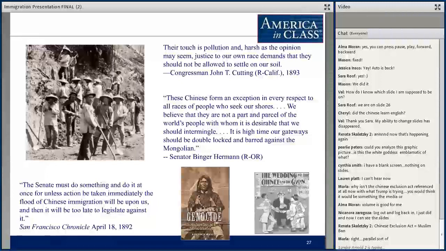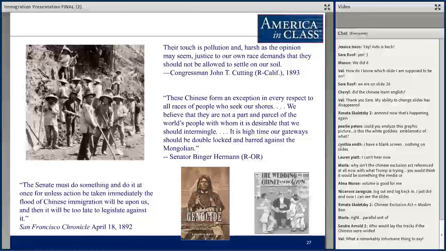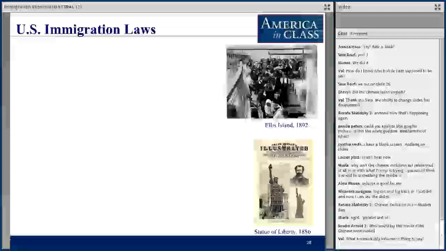From Senator Herman, "We see these Chinese form an exception in every respect to all races of people who seek our shores." Again, listen to this narrative of land and the importance of settler colonialism. "We believe that they are not a part and parcel of the world's people with whom it is desirable that we should intermingle. It is high time our gateways should be double locked and barred against the Mongolian." So it's this type of rhetoric that is circling at the moment that the Chinese Exclusion Act is coming to an end in 1892 that pushes Congress to pass a new law.